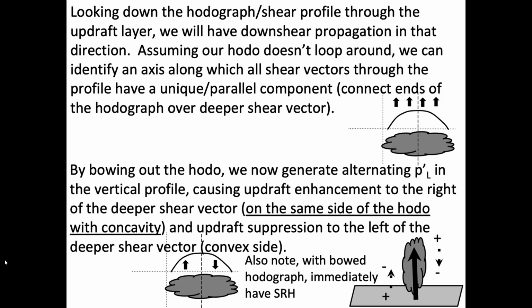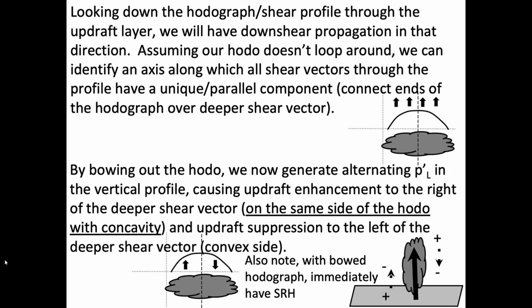So, looking down the photograph in this particular case, which is also the shear profile through the updraft layer, we will have down shear propagation in that direction. That is a component. Assuming our photograph doesn't loop around, we can identify an axis along which all shear vectors through the profile have a unique parallel component connecting ends of the photograph over the deeper shear vector. So what that means, again, we're just summarizing here what we just talked about.